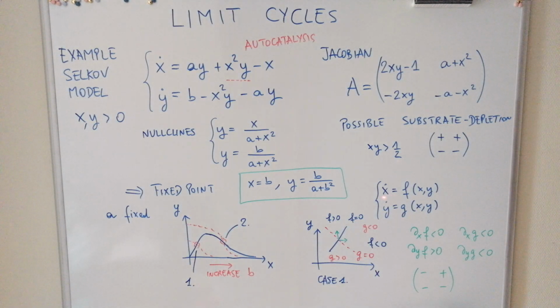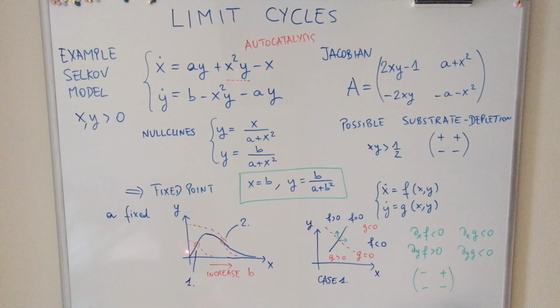Okay, so we have a system. Now our system, let's write it in a more general form. I have x dot is a function f of x and y. y dot is a function g of x, y. Okay, so let's have a look at case 1.